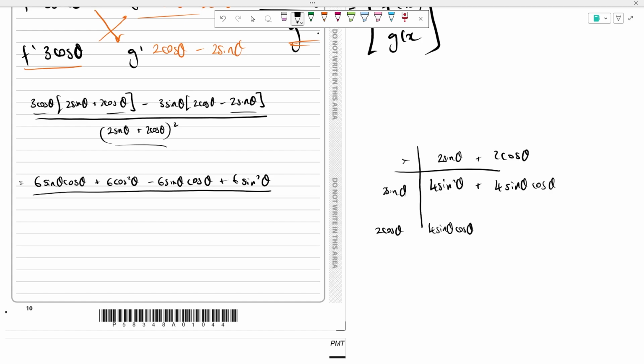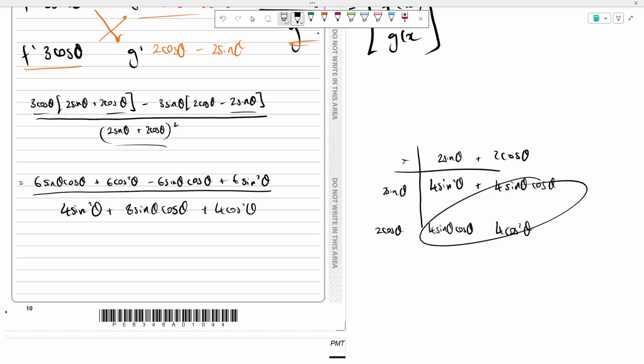We can see here 2 times 2 gives you 4, sine theta times cos theta is just sine theta cos theta, and this will be 4 cos squared theta. So that gives us 4 sine squared theta plus 8 sine theta cos theta. Make sure you add the two terms together here. Okay, plus 4 cos squared theta.